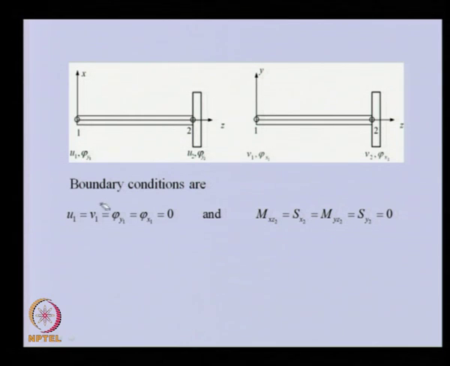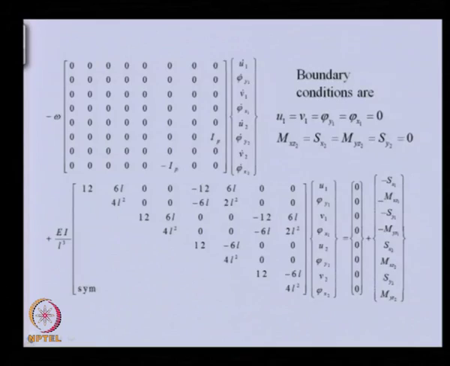So, all the displacements, linear and angular displacements will be 0 there. This is free end. So, we will be having shear force and bending moment at node 2 as 0. So, these boundary conditions we can apply here. So, we have shear force and bending moment at node 2 as 0, and displacements at node 1 are 0. So, these displacements are 0.